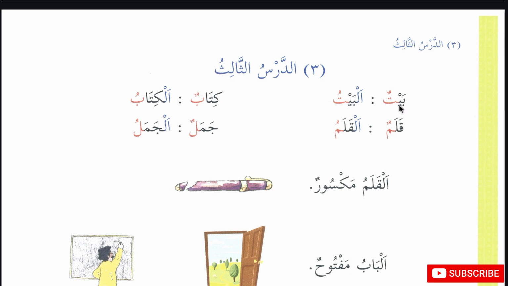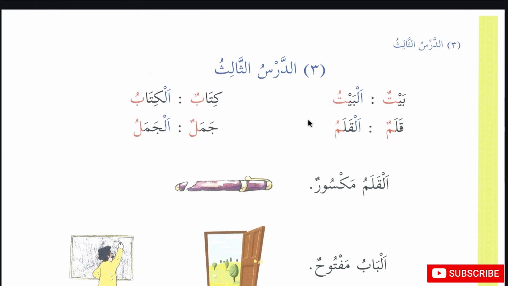Baytun, al-baytu. So in this lesson, we're learning that the nouns that we saw earlier in lessons 1 and 2 were all in the indefinite state, meaning that we don't know which house it is or which pen it is. It's just a pen. It's indefinite. But when you add the alif lam in front of the word, then it makes it definite, and we know that it's the house or the pen, which one it is.